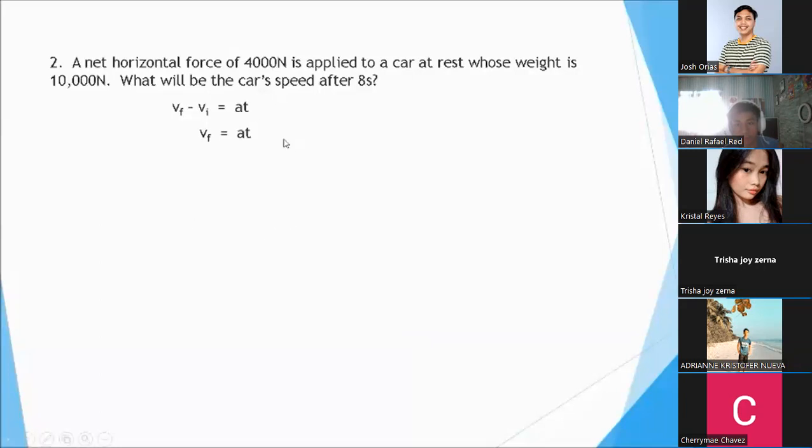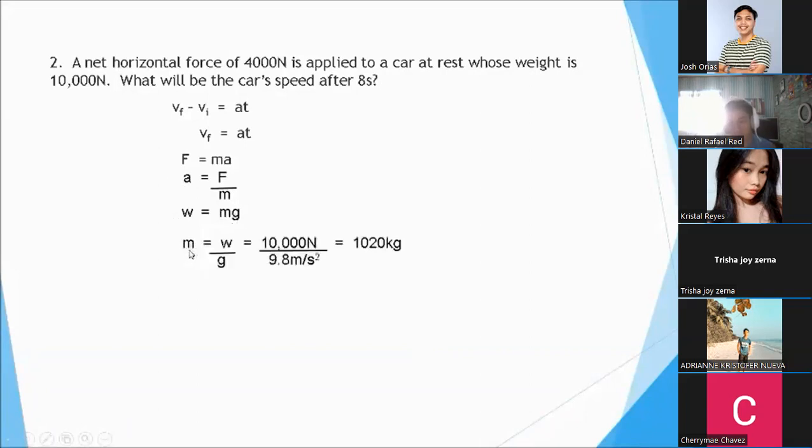Instead, the horizontal force is given, which is 4,000 newtons. And from there, according to Newton's second law of motion, F equals ma, we can have an equation to solve for the acceleration. But then again, mass is not directly given. Instead, you were given the weight. And we know that weight is equal to mg. Using that formula, we can derive an equation to solve for mass, which is W over g. Substituting and solving out, we get 1,020 kilograms. So this is the mass.